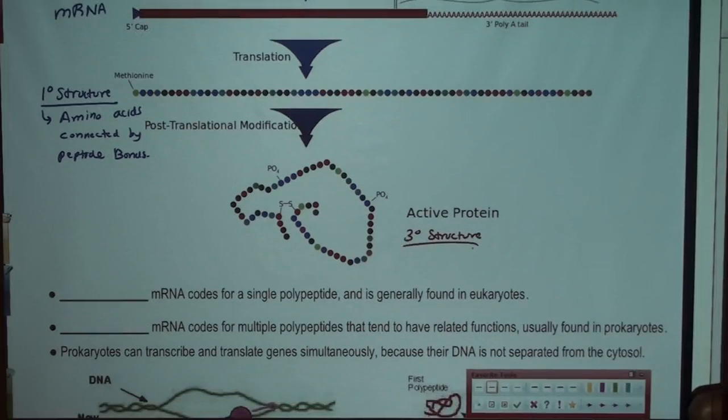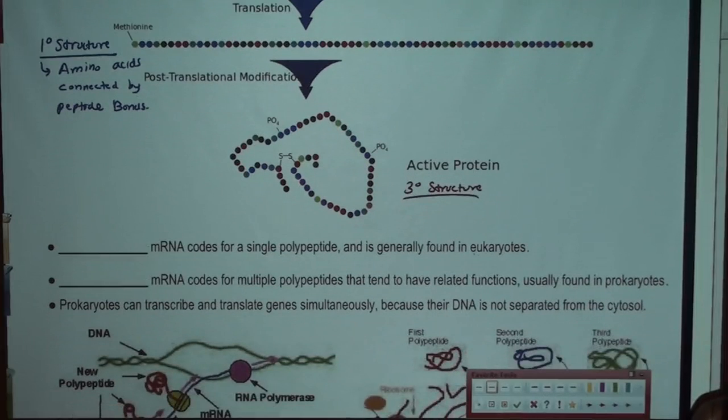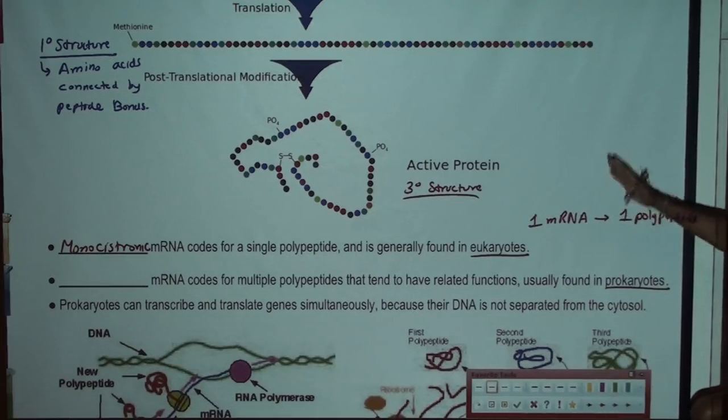So now let's talk about the difference between eukaryotes and prokaryotes. In eukaryotes, our mRNA is monocistronic. It codes for basically one single polypeptide. So one mRNA codes for one polypeptide, one chain of amino acids connected together. This is our polypeptide chain here.